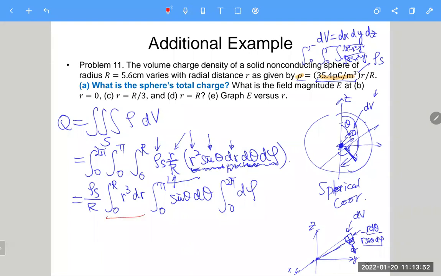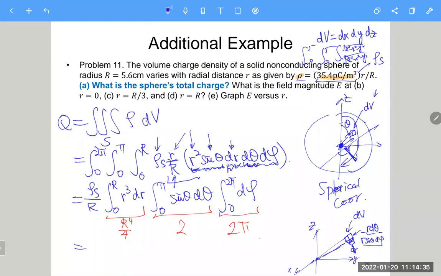So this one will be r to the 4th power over 4. This is negative cosine theta, evaluated from 0 to pi, so it will be 1 minus negative 1, which is 2. And integrating 1 over phi, evaluated from 0 to 2 pi, will be 2 pi. So the integration is easy, although we need some fundamental knowledge to really get this triple integration.